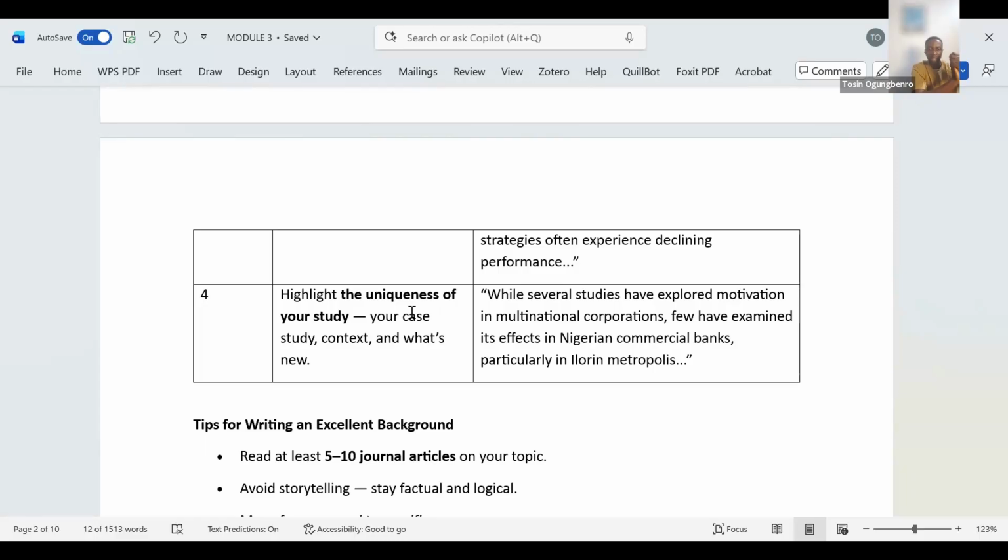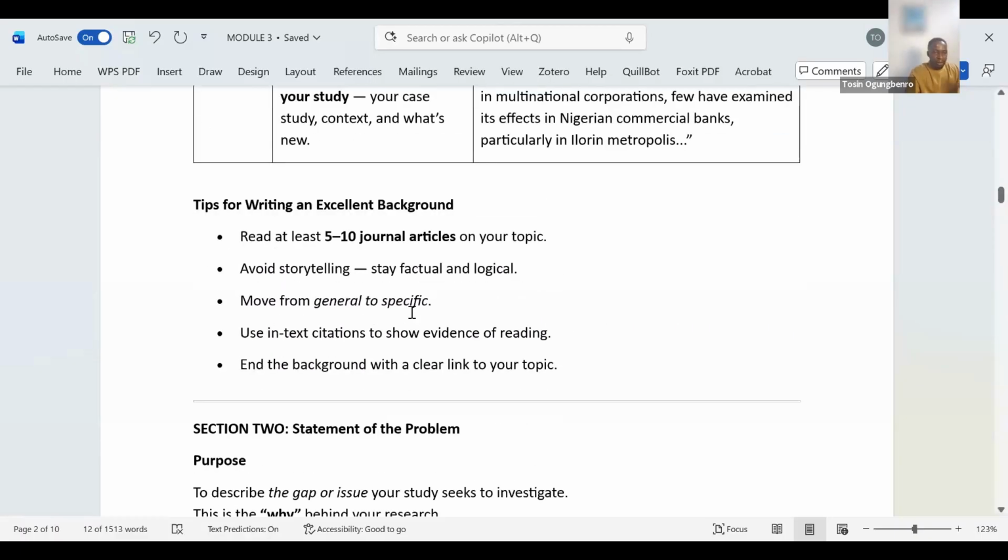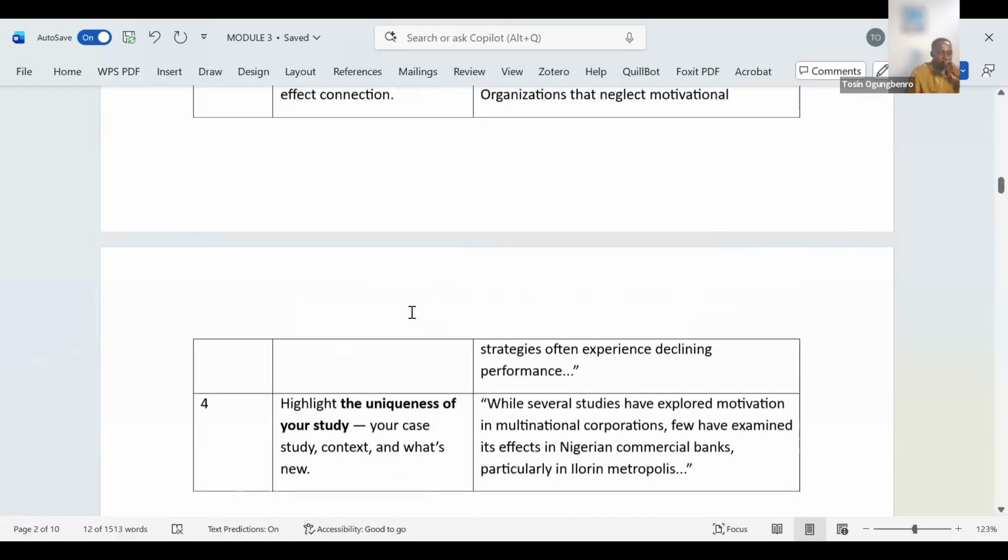Let me go and see this person's objective. You're now reading your objectives, making sense, it's pulling them in. So by the time they are pulled in enough, they are invested. They want to know, okay, what is going to be the outcome of this study and stuff like that.